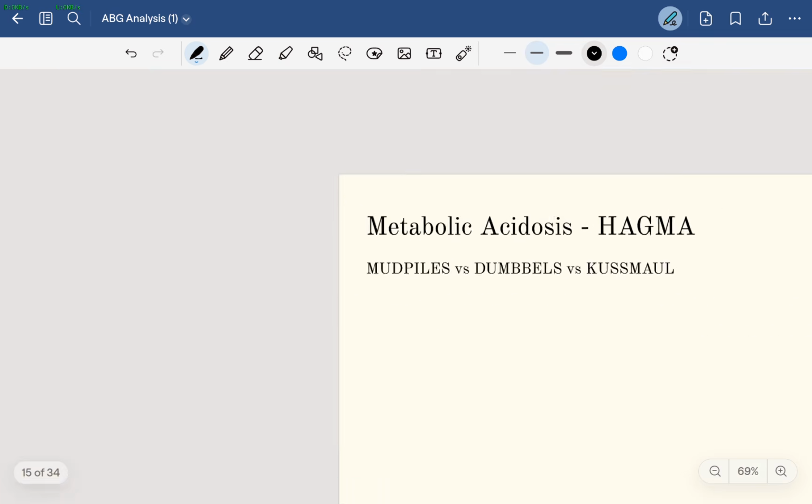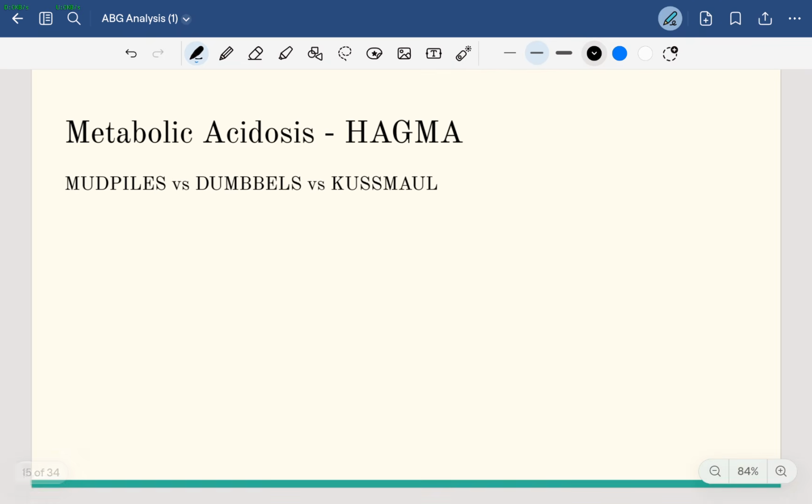Now coming to the causes of metabolic acidosis, now that we've just seen what HAGMA and NAGMA are, the mnemonics used are MUDPILES or DUMBBELS or KUSMAUL. I like KUSMAUL because it also reminds you that Kussmaul breathing is seen in metabolic acidosis. I shall just expand these for you right now.